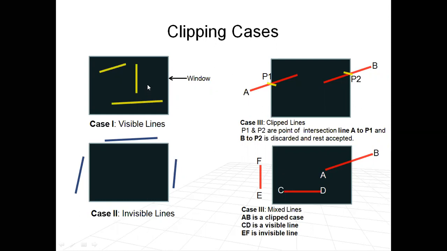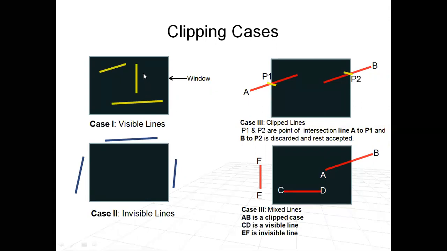All the lines that are lying within the visible region are one case. These are called visible lines, and case 2 is the invisible lines, where the lines are lying outside the visible region. Some other cases may also exist where the clipping will take place.